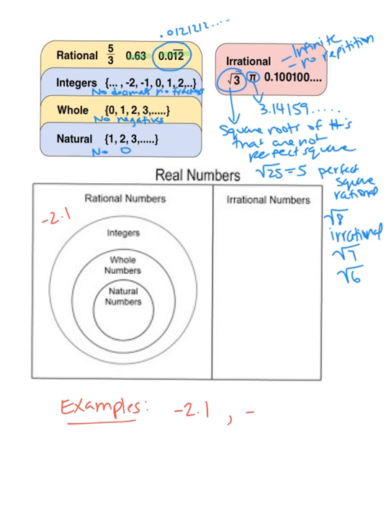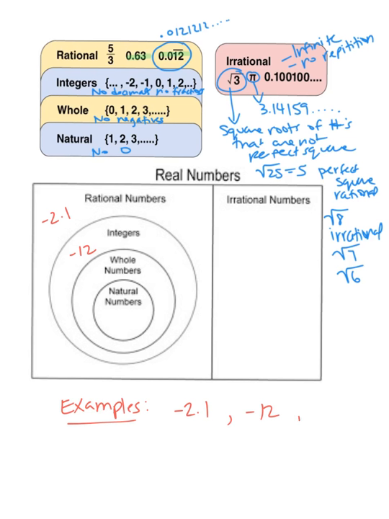Here's another example, negative 12. So take a minute and think about where you would put negative 12 on the Venn diagram. Negative 12 would go here. It's an integer, it's rational, and it's real. So because each circle is inside of the other category. So integers basically are negatives and positives, but no fractions. Exactly, no fractions, no decimals.